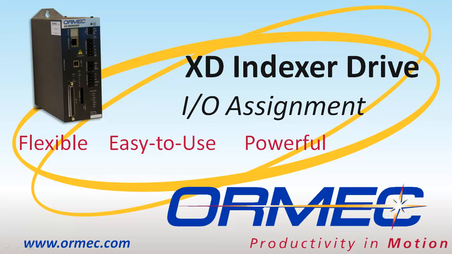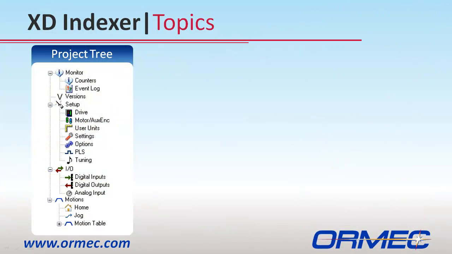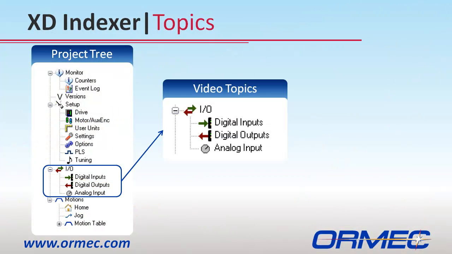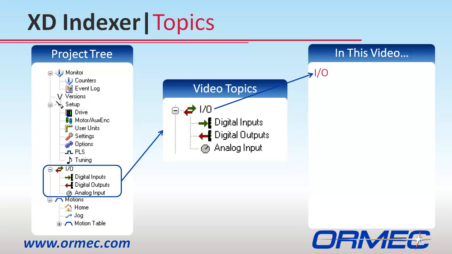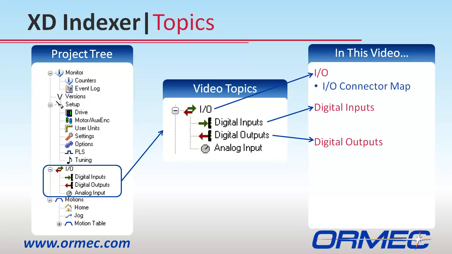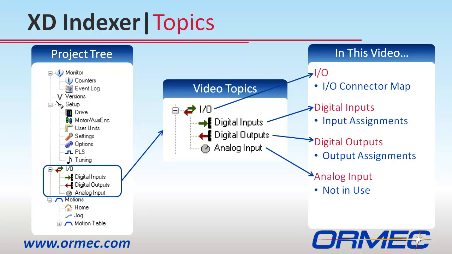This video will teach you how to assign functions to physical inputs and outputs on the drive. In this video, I will cover the I/O section of the project tree. The I/O branch summarizes I/O settings and physical pin assignments. The digital inputs and digital outputs branches are where you make your I/O function assignments. The analog input branch allows you to set a filter time constant on the analog input of the drive.